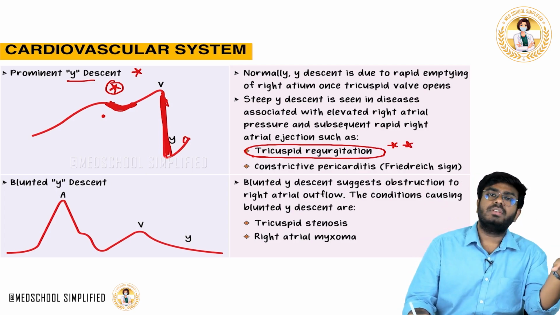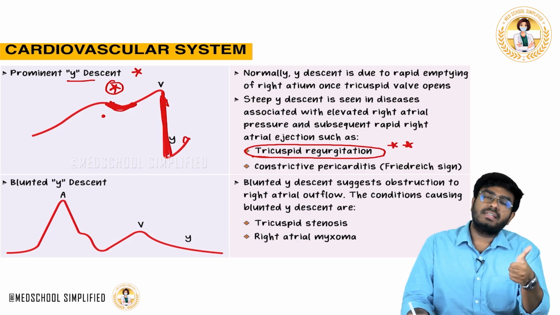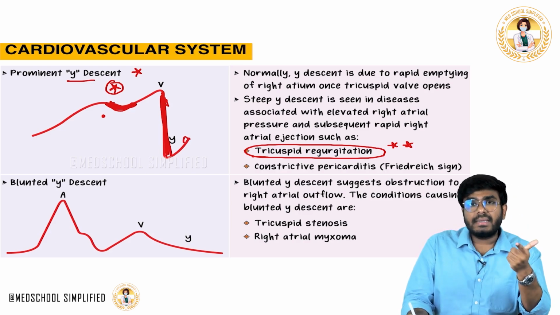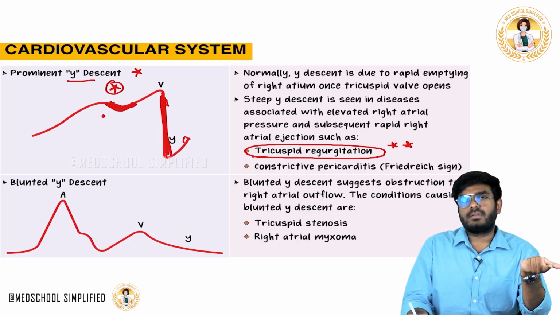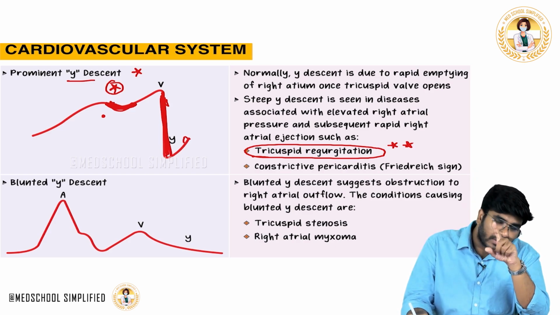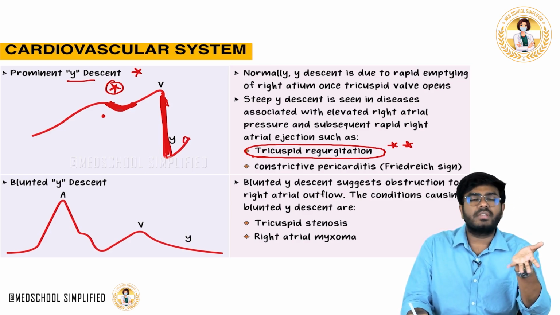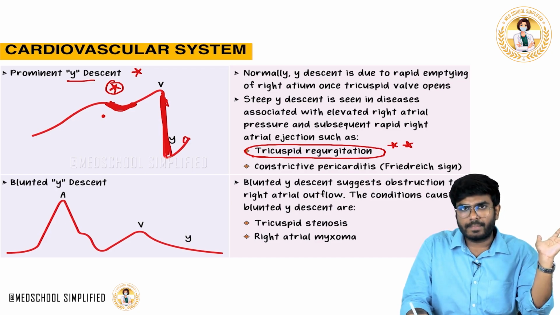In the exam, what they will ask you is in which condition a prominent Y descent or blunted X descent is seen. Tricuspid regurgitation. If at all they give you a graph, just by looking at its appearance you can say, okay, this is tricuspid regurgitation. That's it.